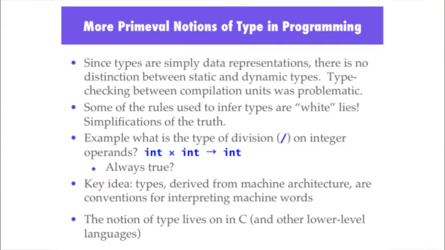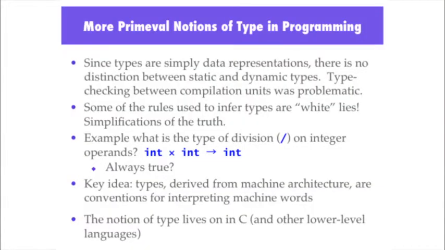So continuing on in terms of these early origins of types in programming, if you looked at the role types played in Fortran, there really wasn't much controversial there. They were just data representations. And there's no real distinction between static typing and dynamic typing, right? Because data representation is something the compiler knows about. The data representation is used at runtime. And it was reasonably successful, but the type checking, certainly across compilation units, was problematic. And then the fact that array bounds weren't checked, all sorts of bad things could happen in actual execution.